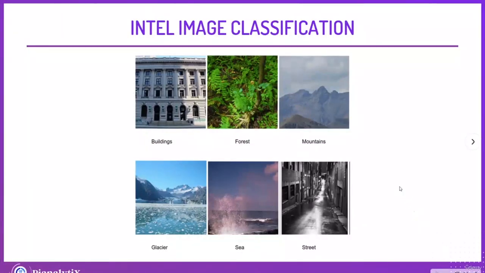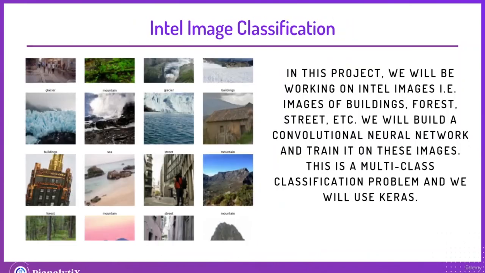Hello and welcome to this project on Intel image classification. In this project, we will be working on Intel images, that is images of different streets, buildings, forest, etc., as you can see here, and we will build a convolutional neural network, that is a CNN, and train it on these images. It is a multi-class classification problem, and to solve this problem, we will use Keras.